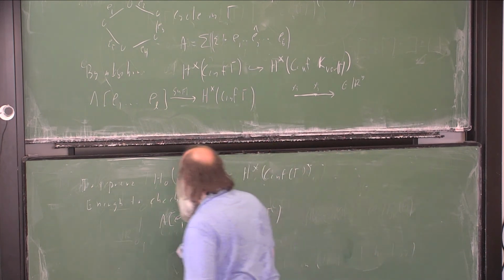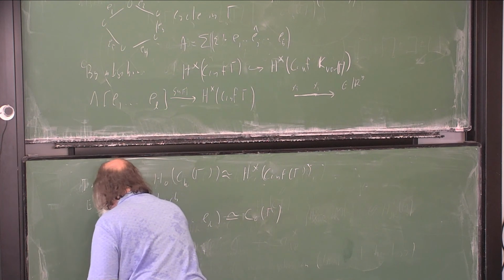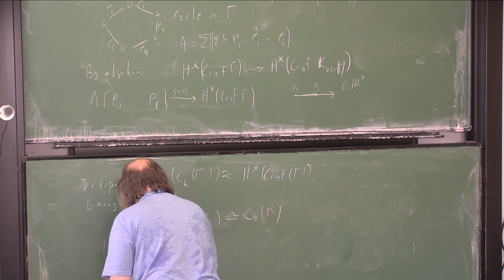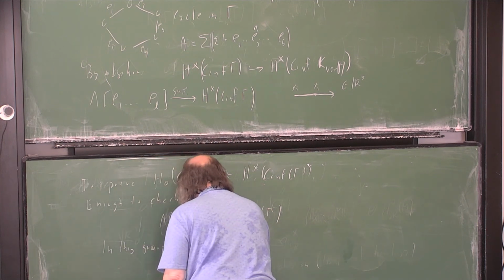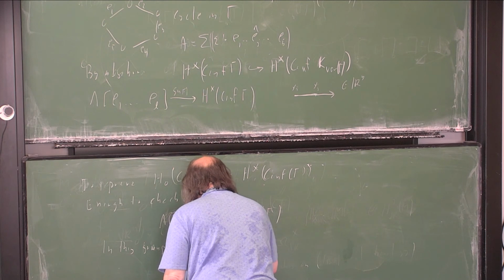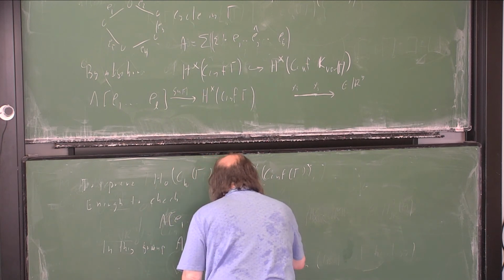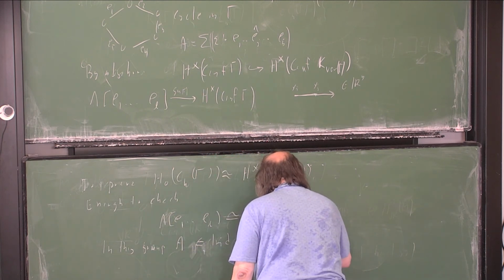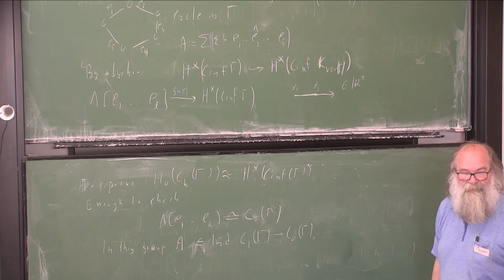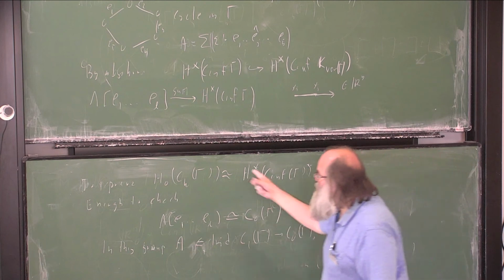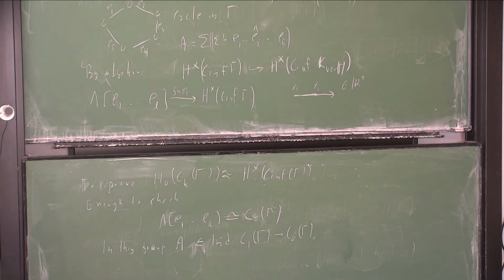Okay. And it's enough to check that in this group we have A, and that it is in the image of D from C1 gamma to C0 gamma. So this together with the algebraic factors proves that.